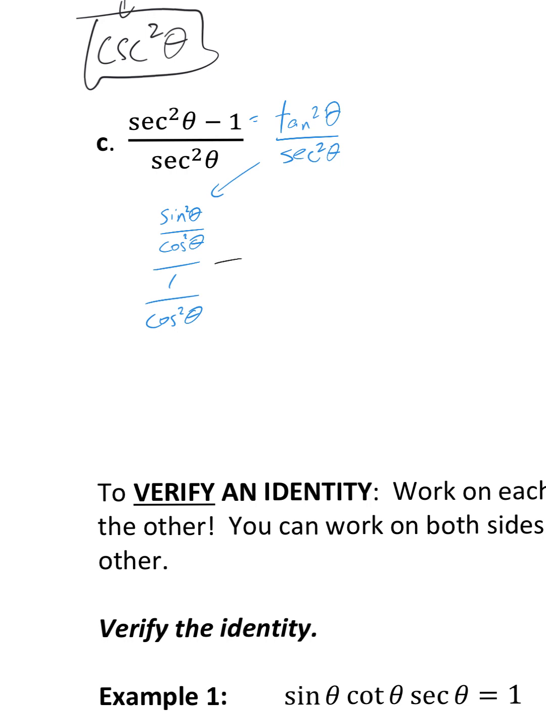Okay, let's do our keep change flip. So sine squared theta over cosine squared theta times cosine squared theta over 1. Let's cancel these guys out. And we're just left with sine squared theta. So this one was pretty straightforward, as long as you thought, hey, let's simplify that top piece first. It has two terms, and you use that Pythagorean identity to make it tangent squared.